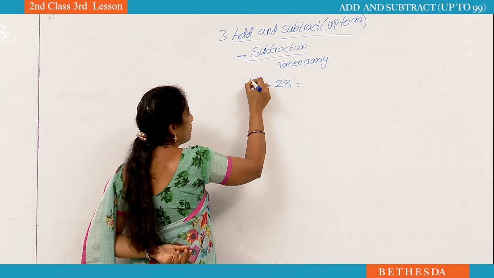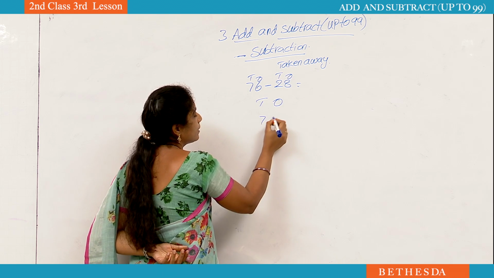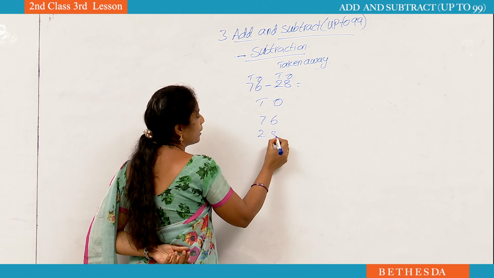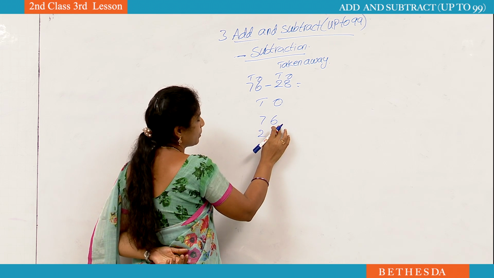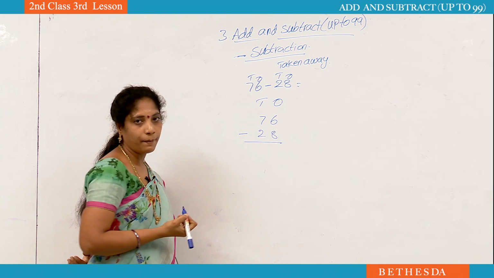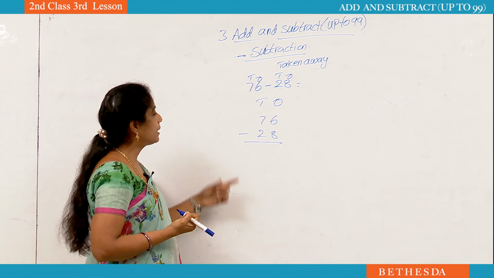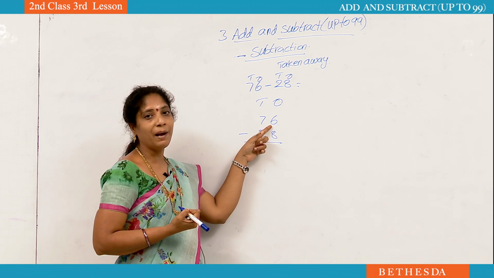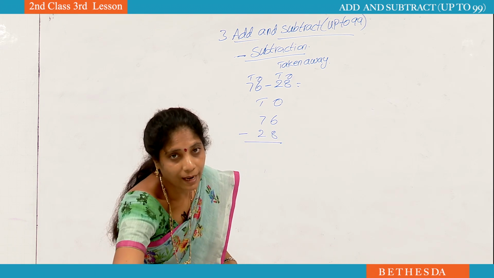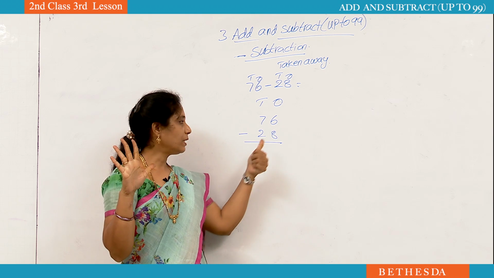Now arrange those numbers in column method. Ones, tens. 76 and 28. Ones place number down ones place number. Tens place down tens place numbers. What is the sign? Minus. Minus means what should we do? Subtract. Subtraction means what we have to do? Take up number, close down number. Take up number, take 6. Close down number. What is the down number?